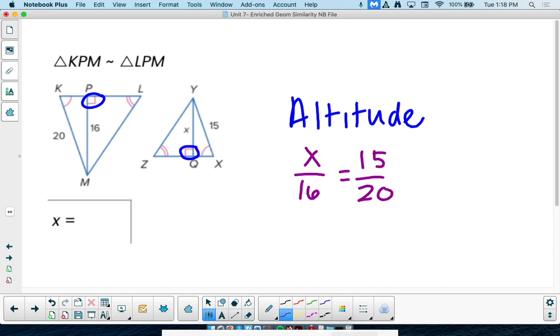Wait, why does it matter if it's an altitude or a... It doesn't. I just think it's good for us to remind ourselves what they are. But you're right. It doesn't make a difference at all.